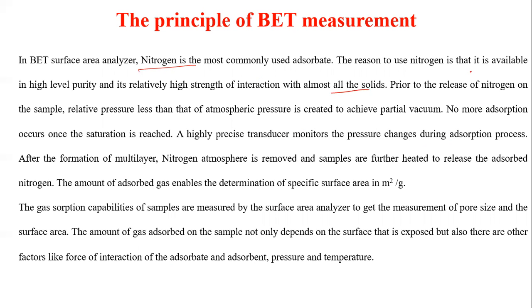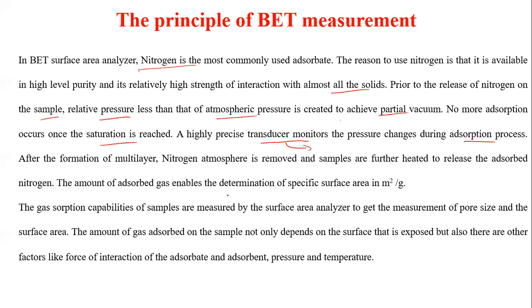Prior to the release of nitrogen onto the sample, a relative pressure less than atmospheric pressure is created to achieve the partial value, which we have shown in our earlier slides. No more adsorption occurs when saturation is reached. These things are very common and, I think, important. A highly precise transducer monitors the pressure change during adsorption. So how much the pressure is changing, how much gas is being adsorbed, that is recorded by the monitors.